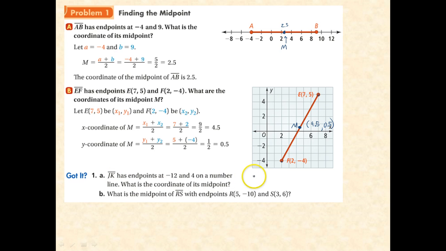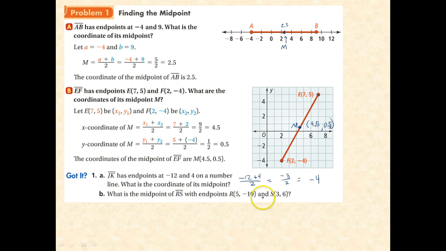Okay, so JK has endpoints -12 and 4 on a number line. What are the coordinates of its midpoint? Well, we're just going to do -12 plus 4 and divide by 2. -12 plus 4 is -8, so the coordinate is -4.